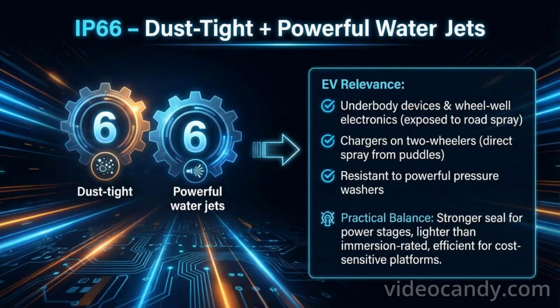IP66 is the powerful-jet road warrior rating. IP66 equals IP65's dust tightness, but withstands powerful water jets, making it the minimum for underbody devices, wheel well electronics, and compact chargers on two-wheelers that endure direct spray from puddles and pressure washers. The stronger seal keeps water away from sensitive power stages, yet the housing remains lighter than immersion-rated enclosures, striking a practical balance between environmental protection, thermal dissipation, and packaging efficiency for cost-sensitive platforms.